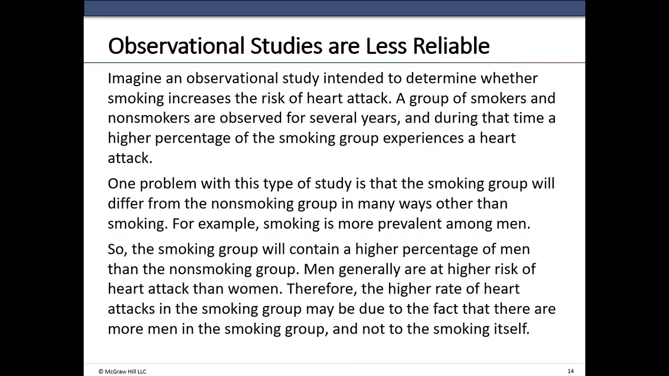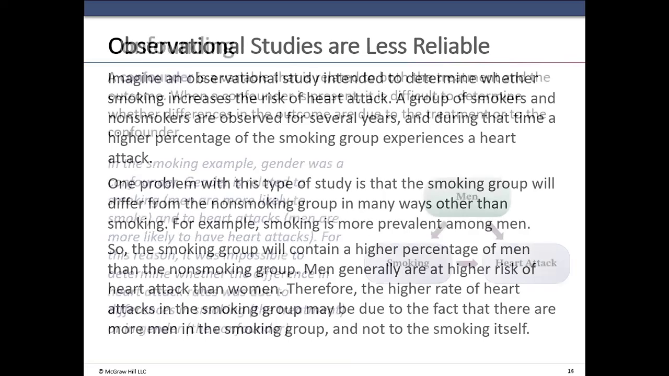Notice we have not controlled anything. We just observed a smoking group and a non-smoking group. What they're saying is the smoking group will have more men, because men are more smokers. And it is generally known men have more heart attacks. So if in the smoking group we have more heart attacks, it may be because the subjects in that group are more men, or it may be they're smoking. So smoking and gender are confounding each other. Confounding means confusing the final results.